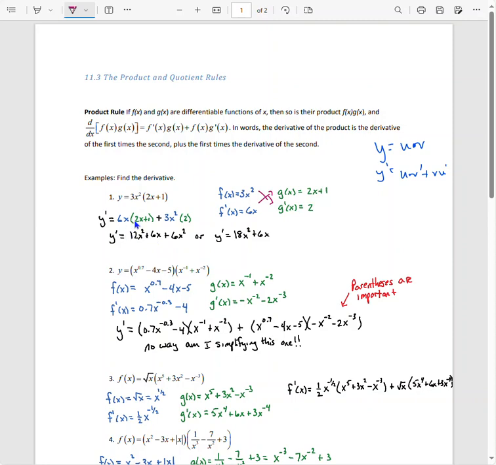Now we can distribute. 6x times 2x is 12x squared. 6x times 1 is 6x. 3x squared times 2 is 6x squared. When I add the x squareds, I get 18x squared plus 6x.